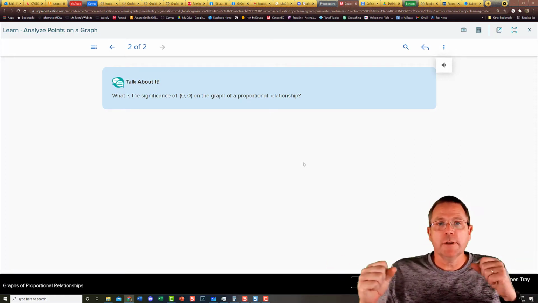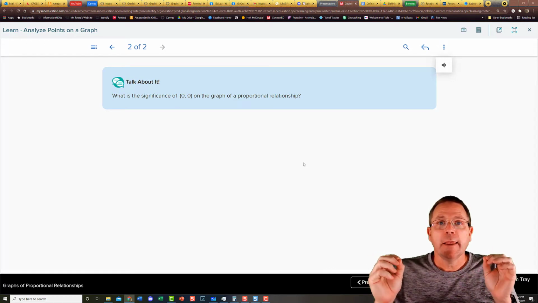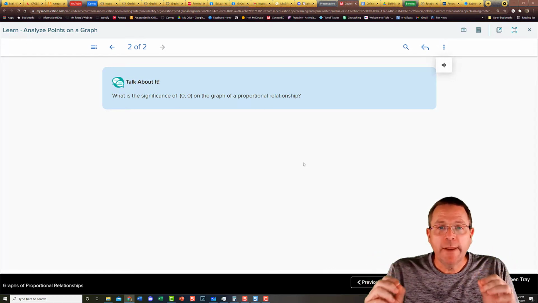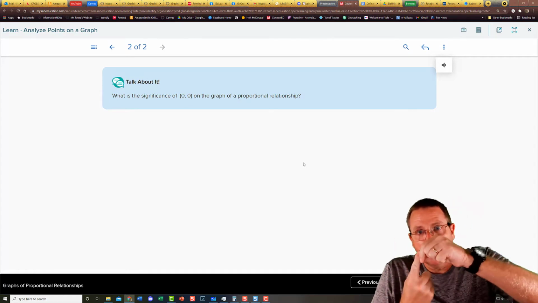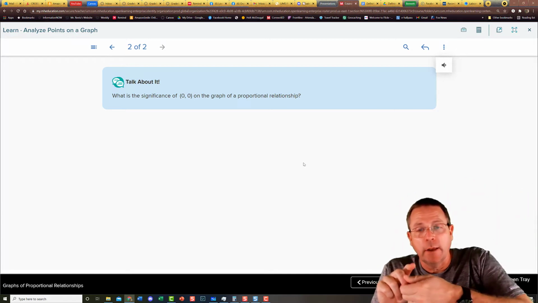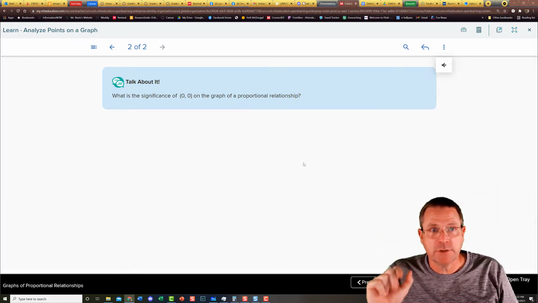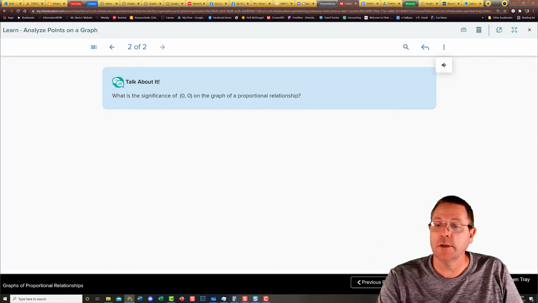What is the significance of point 0, 0 on the graph of a proportional relationship? It is one of two pieces that means it's proportional. It takes two parts. Part number 1, it has to go through the origin. The other part is that it has to be a straight line. If it's a proportional relationship, it has those two things on a graph.